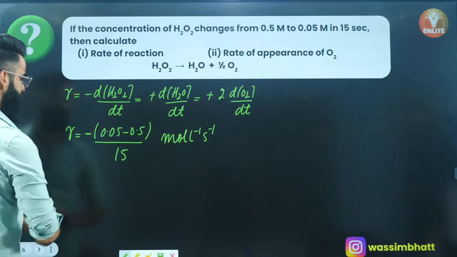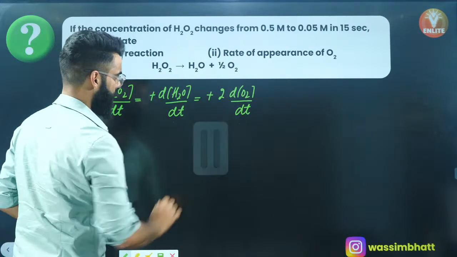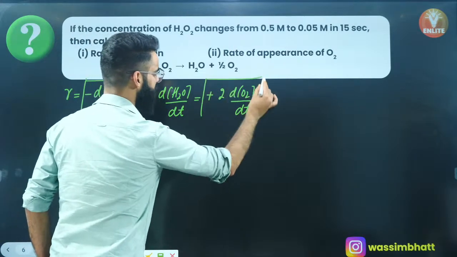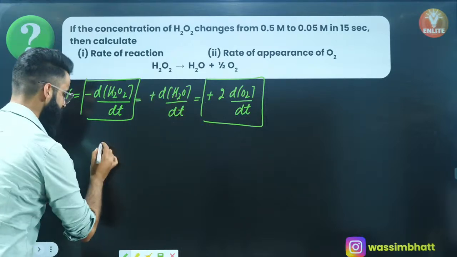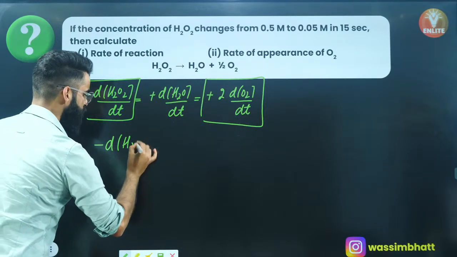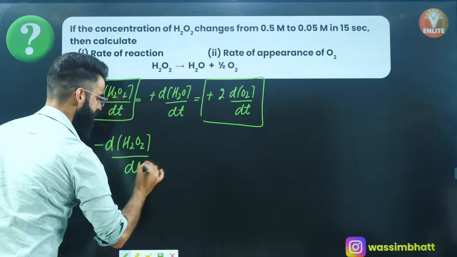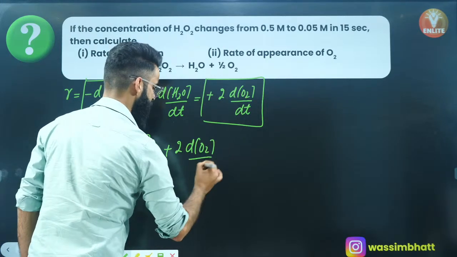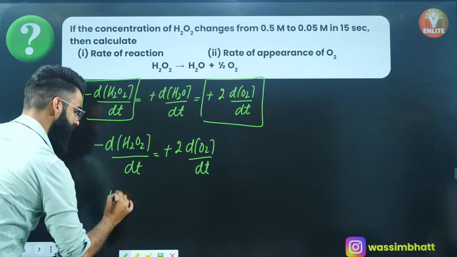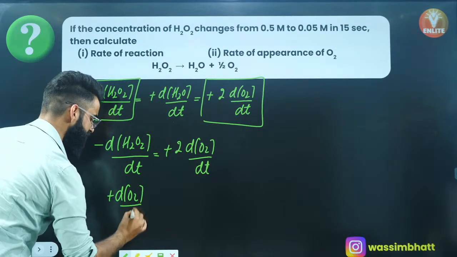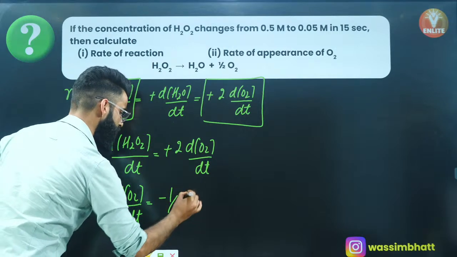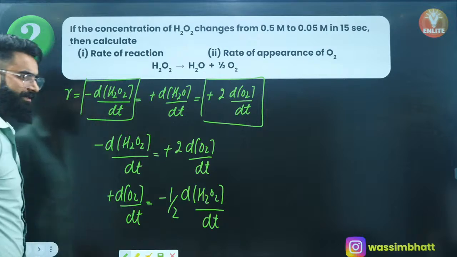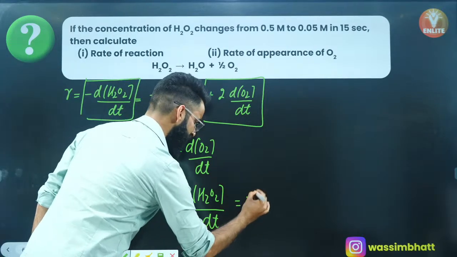Once you calculate the rate of reaction, now it is time to calculate the rate of appearance of O2, right? Now people, let me take this term and this term out of this particular equation. So what I'll be writing? I'll be writing minus d of H2O2 divided by dt is equal to plus 2 d of O2 divided by dt. So from this equation, I can write d of O2 divided by dt as minus 1 divided by 2 times the change in the concentration of H2O2 divided by dt. This is how you're going to write it. Simple. That's all, right? So it's going to be minus 1 by 2.